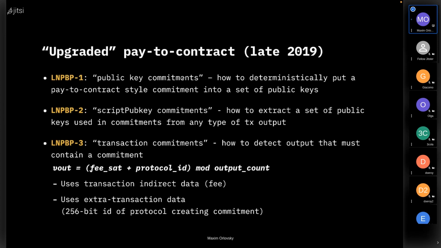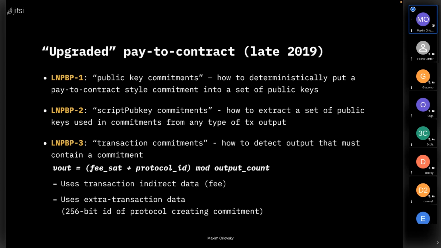So we used 2 things. First is a fee of the transaction, which is actually indirect data that can be derived from the transaction graph, not the transaction itself, which created later problems with implementation, because basically now to verify the single-use seal, you wouldn't be able to do the verification by just reading the transaction. You have to have full access to the transaction graph to be able to compute the transaction fee.